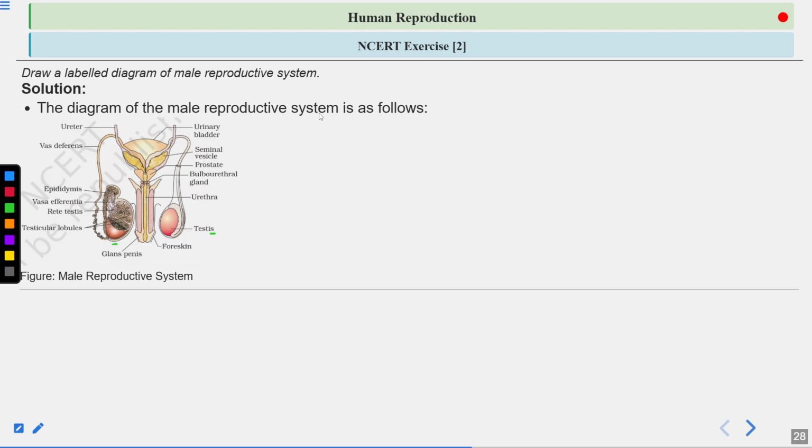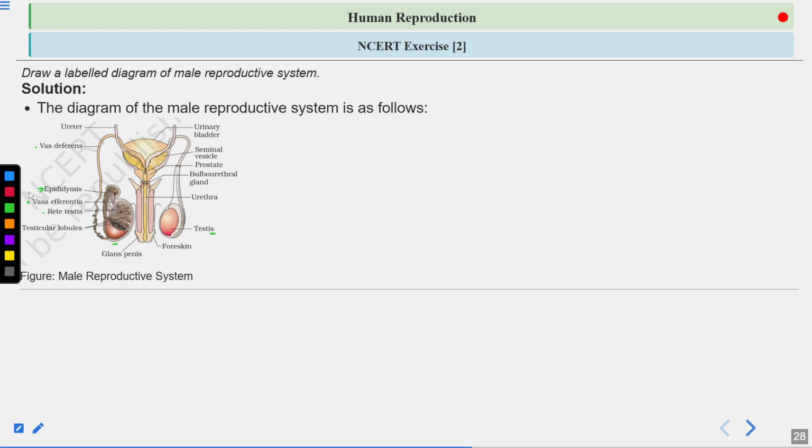Then the male reproductive system also consists of accessory ducts. So these are the accessory ducts: rete testis, vasa efferentia, epididymis, vas deferens. Now what is the function of accessory ducts? They help in the storage, maturation and transport of the sperms. And maturation of the sperm occurs in the epididymis.